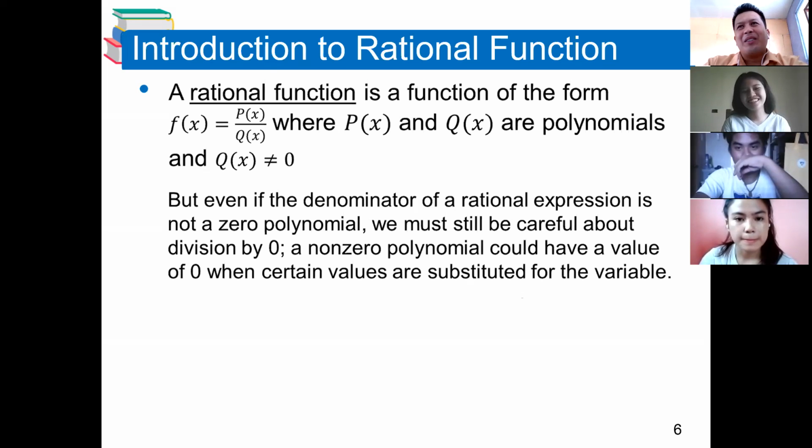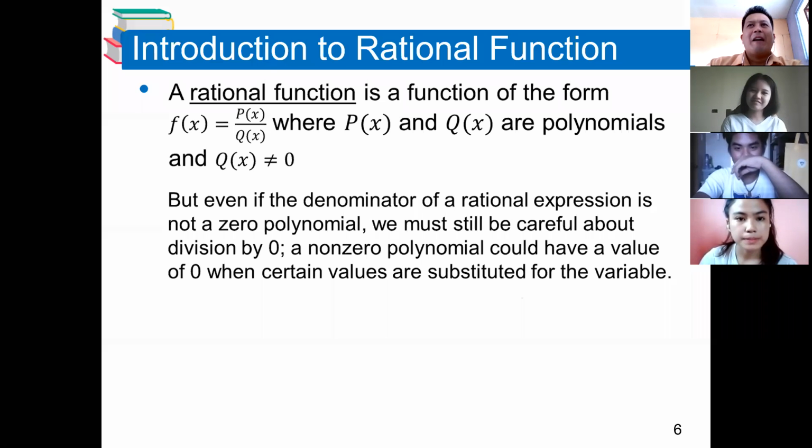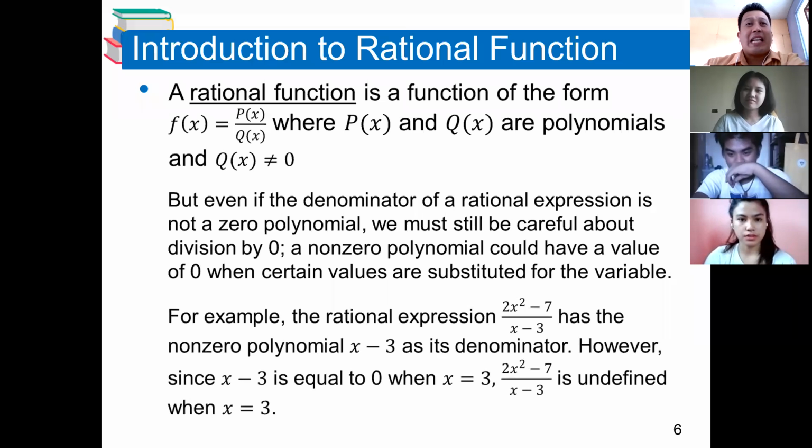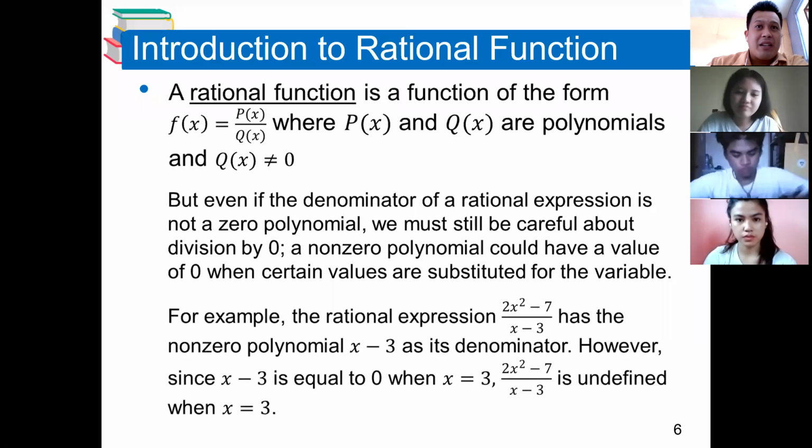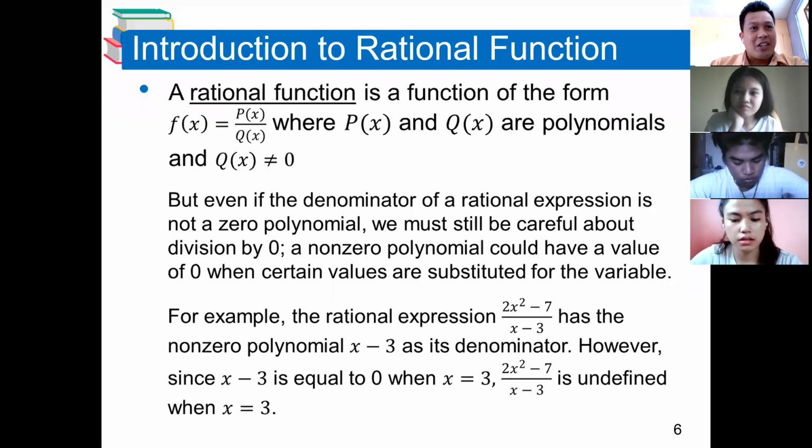Okay, let's proceed to the discussion further. So for example, in this expression, 2x squared minus 7 all over x minus 3. Notice that the denominator is not a zero polynomial, di ba? The denominator is x minus 3, right? However, we can make the denominator a zero by substituting a value for x. And how will we make our denominator a zero? In its literal phrase, we will equate it to zero.